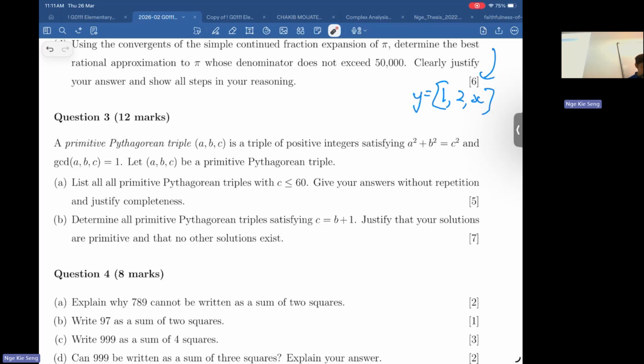Next, determine all primitive Pythagorean triples satisfying c equals b plus 1. Justify that your solutions are primitive and that there are no other solutions. So what's the idea of this one?